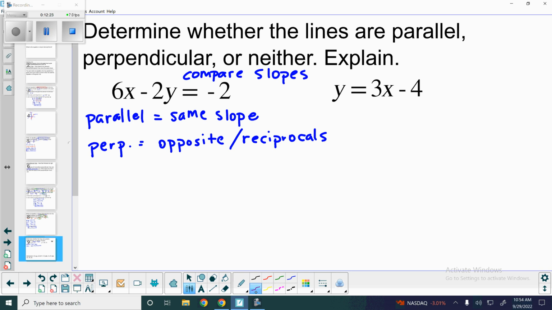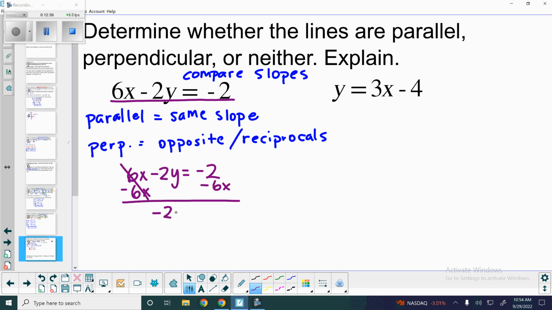So the first one that we're going to look at here is 6x minus 2y equals negative 2. I'm going to change this into slope-intercept form so I can figure out what m is. So I'm going to start by subtracting 6x. We're going to have negative 2y equals negative 6x minus 2. We're going to divide by negative 2 to get y by itself. We have y is equal to, this reduces negative 6 over negative 2 to positive 3, and negative 2 over negative 2 is a positive 1.